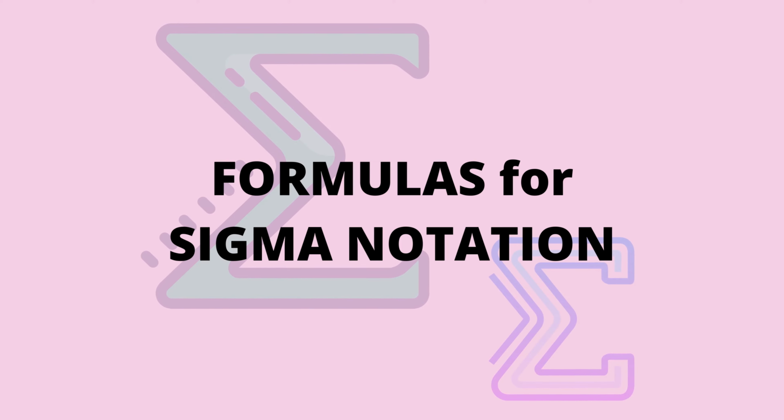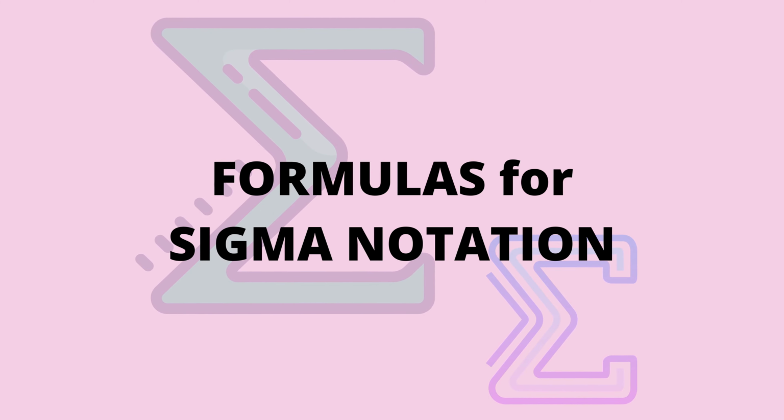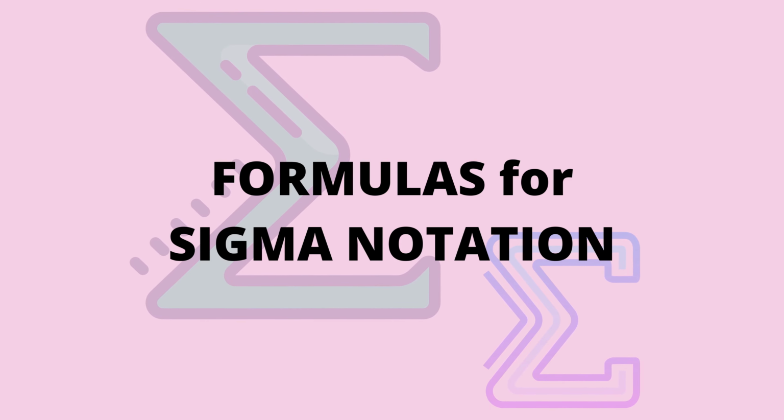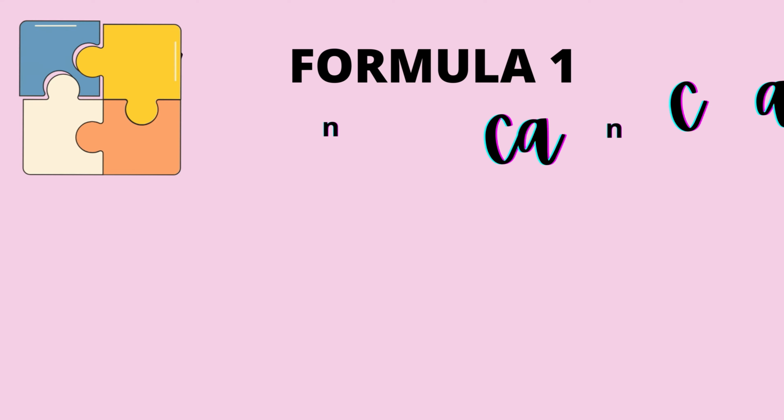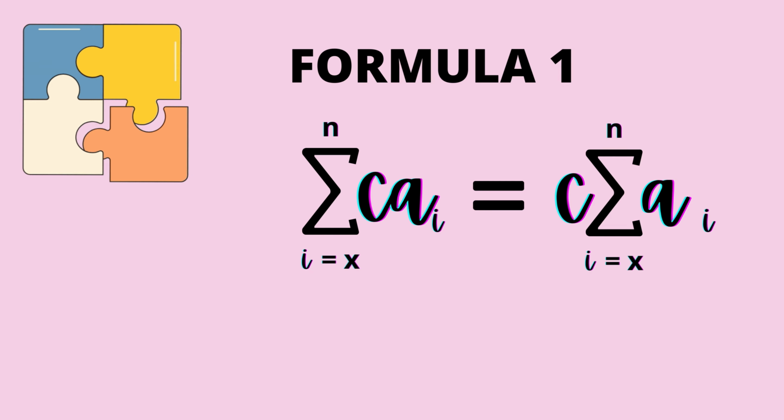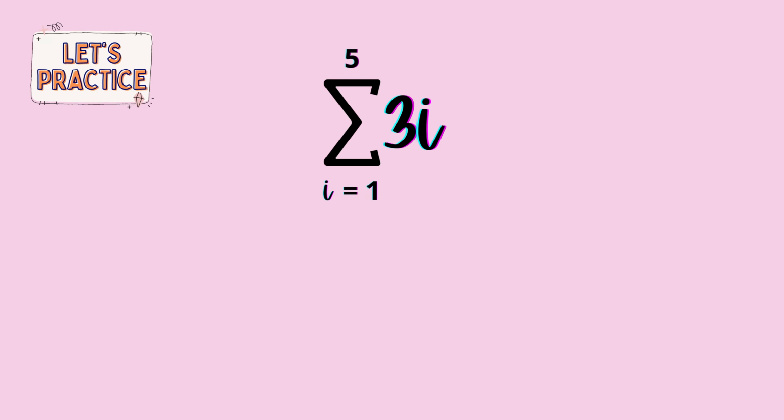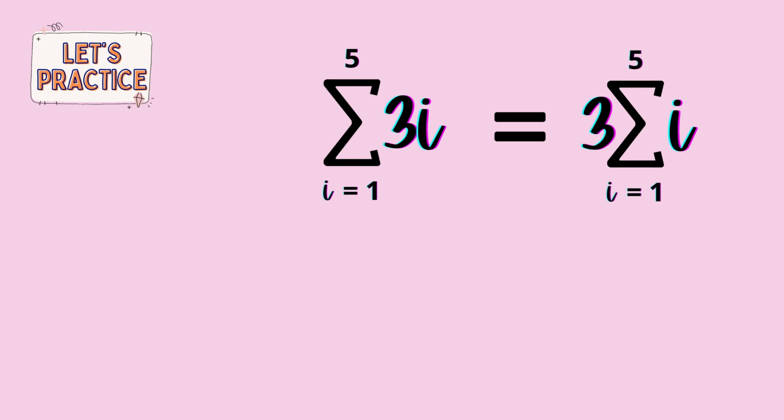This time, let us discuss the properties of sigma notation, as described by these formulas. The first property tells us that, in sigma notation, if the summation term is multiplied by a constant number, such as c, then it can be factored out. Say for example, if we have the summation of 3i, as i goes from 1 to 5, we can factor out 3, and multiply it by the summation of i, as i goes from 1 to 5.